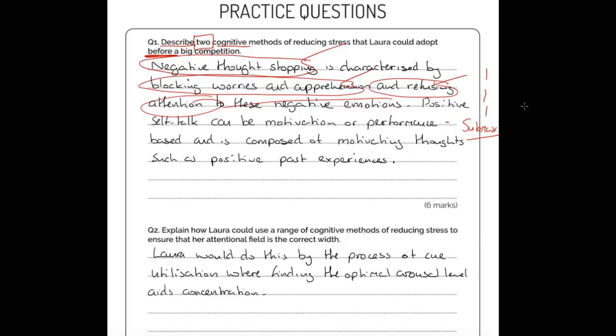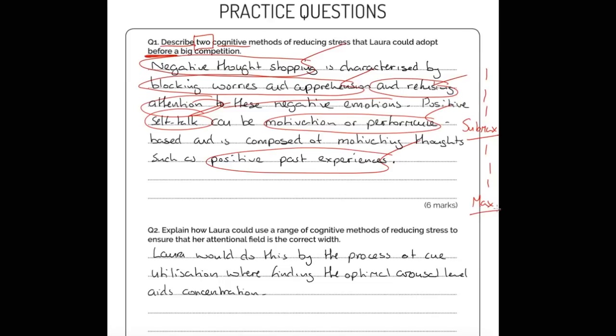Positive self-talk. So there's my mark. Positive self-talk can be motivation or performance-based, and is composed of motivating thoughts such as positive past experiences. And there's my max. So again, literally 2 sentences, 3 marks per sentence. I'm saying the composition, the characteristics. That's what describing means.